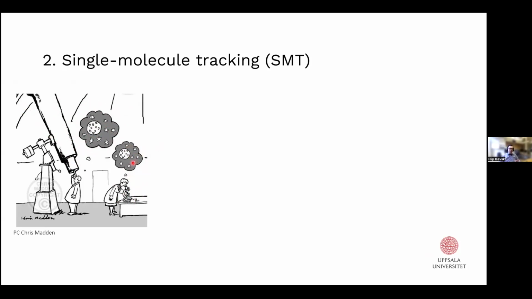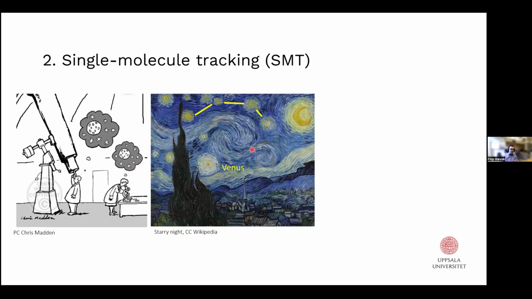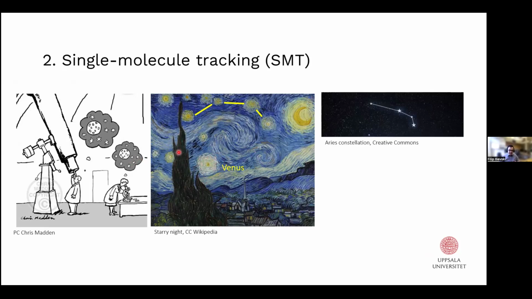Now, what I like to show, especially about what single molecule tracking is all about, is that if you take the Starry Night picture from Van Gogh, you have a reference point here, which is the planet Venus, and you have the Aries constellation, which is over here. So Earth is moving relative to stars. Stars are, in a way, also moving or not. But the whole point is if you're able to decipher the coordinates of these spots over here, you would be able to determine when this picture was painted.